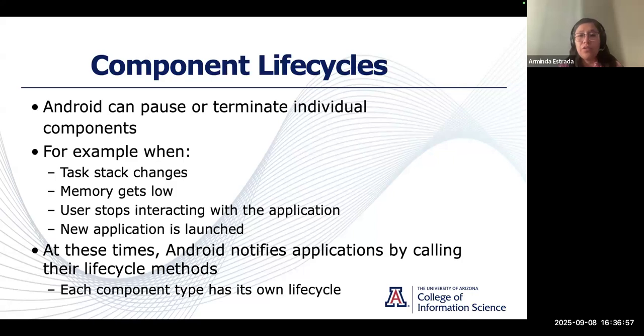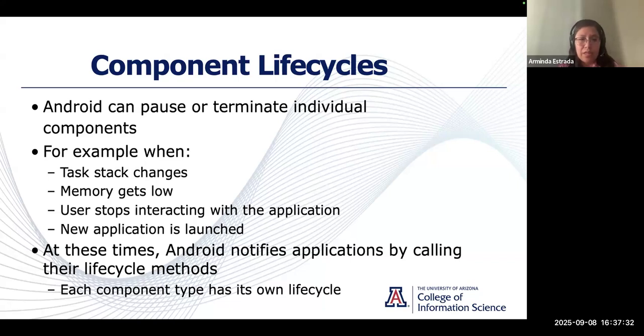So Android can pause or terminate individual components. So for example, when this task stack changes, when we're moving from activity to activity, right? That's when we can pause the components or terminate them. When the memory gets really low, Android also pauses them. So that's why you say we have a lot of activities running in the background, and when the memory gets low, those activities pause, and that's why sometimes you have to scroll down to refresh the application.